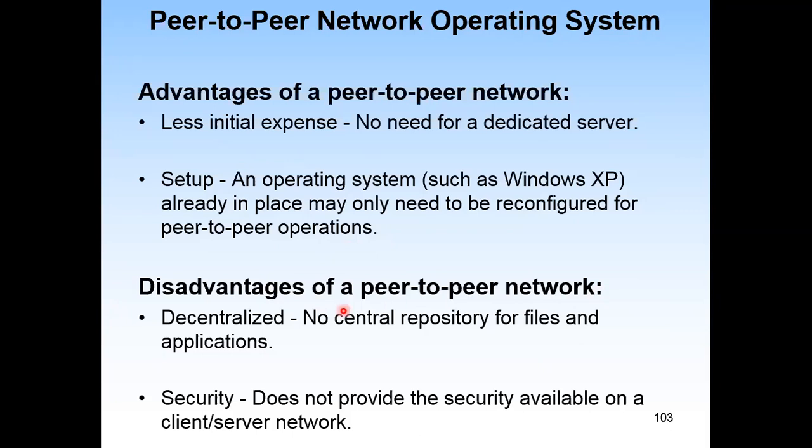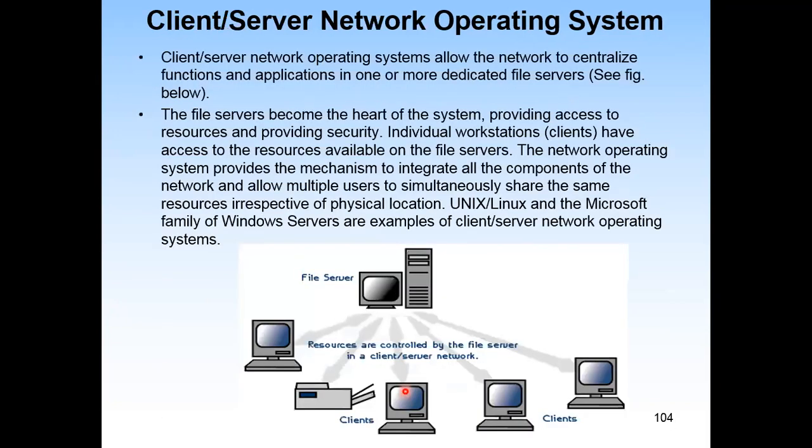The disadvantage of a peer-to-peer network is that it is decentralized. There is no central repository for files and application management. It does not provide the security available on a client-server network. So the devices are more vulnerable and at more risk from viruses, because there is no specific firewall.